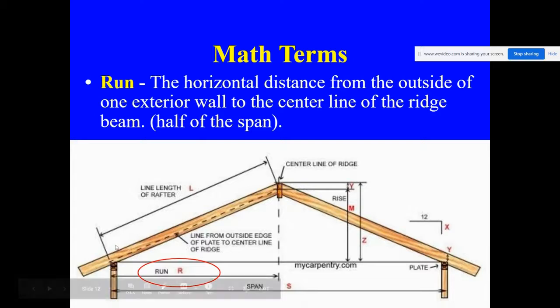The run is half the distance. So it's the outside edge of the wall to the center of the ridge beam. So the horizontal distance from the outside edge of one wall to the center line of the ridge beam, half the span. All right, so the run is half the span.